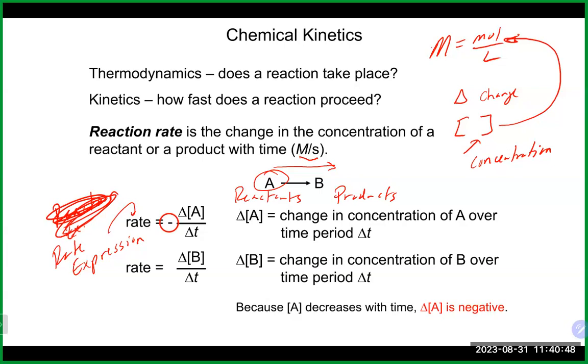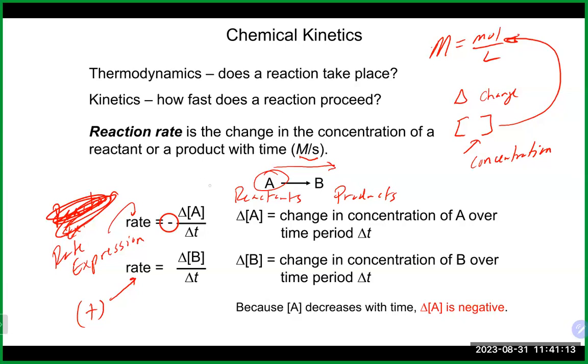Now, when we do a rate expression there for B, we can do the same thing. The rate is equal to the change in the concentration of B over the change in time. Now, there's a couple of things that are important to keep in mind as we go through this. When we calculate the rate or the average rate of a reaction, it typically should always be a positive number.